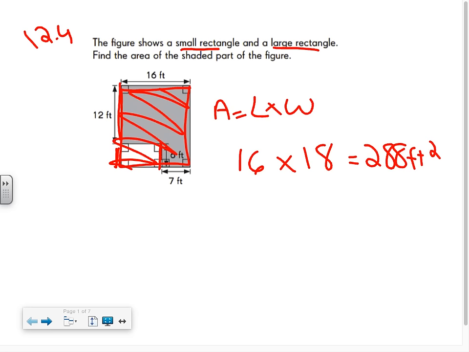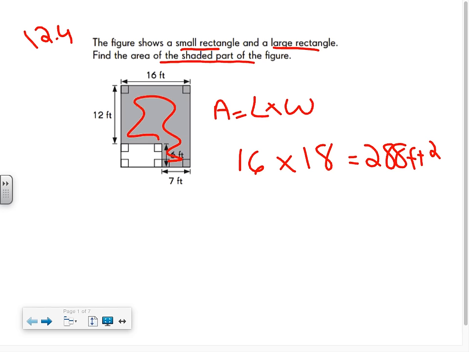Again, it's squared because when you're finding area, you're finding a two-dimensional shape of how many squares fit in there. All right, that's not the question. They don't want to know the area of the whole thing. They only want to know the area of the shaded part. Because this shaded part is a weird-shaped figure, I see that there's a smaller rectangle. If I find the area of this small rectangle, then I can get rid of it to see what's left, and whatever's left over is going to be the part I need.